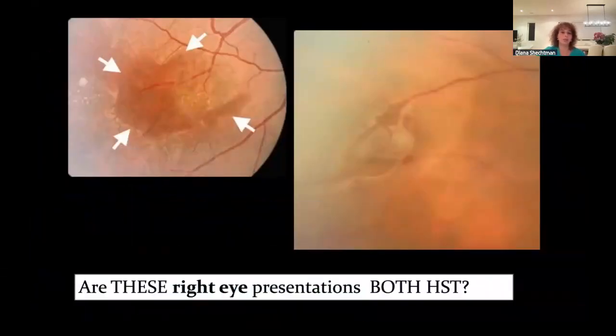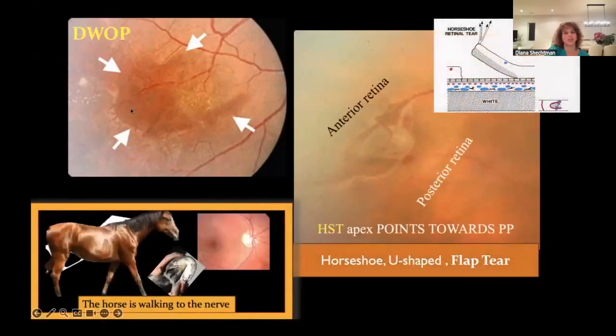Here's another example. We can definitely see that this is from a website. This is not my case, but you can see this is a flap tear with a hemorrhage. You can see the opening, the vessel overlying it. Here's your RPE. This looks very similar to a horseshoe, but note, the actual apex is not going back to the optic nerve. It's actually turned around. So that could give you one clue.